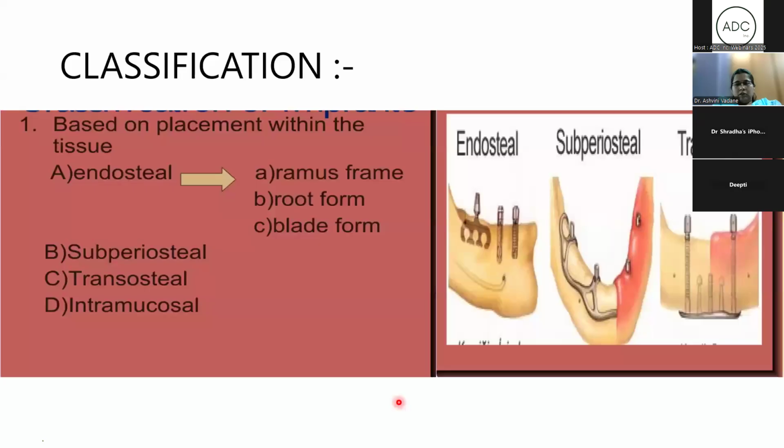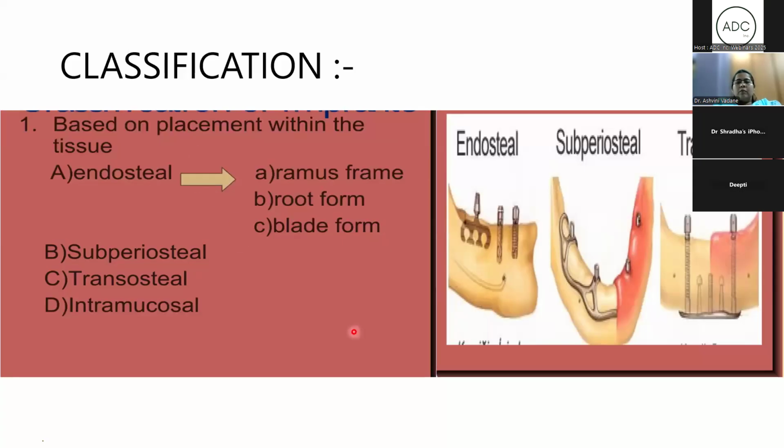So the gist of today's topic was the introduction, and the second part was the components that we have seen, and the third is the classification of dental implants. It is very simple to classify dental implants. The first classification is based on the placement within the tissue. According to that: endoosteal, subperiosteal, transosteal, and intramucosal.